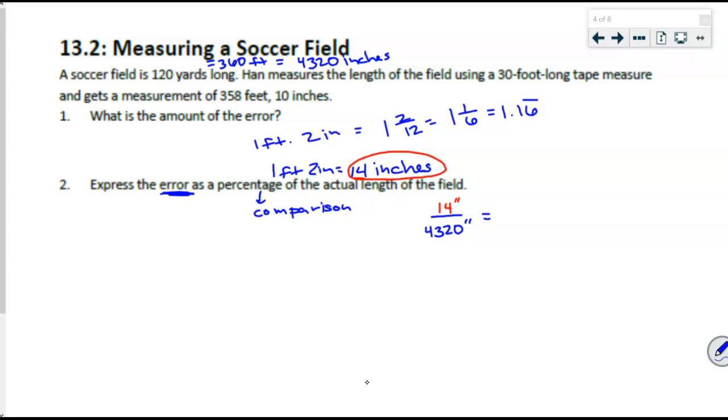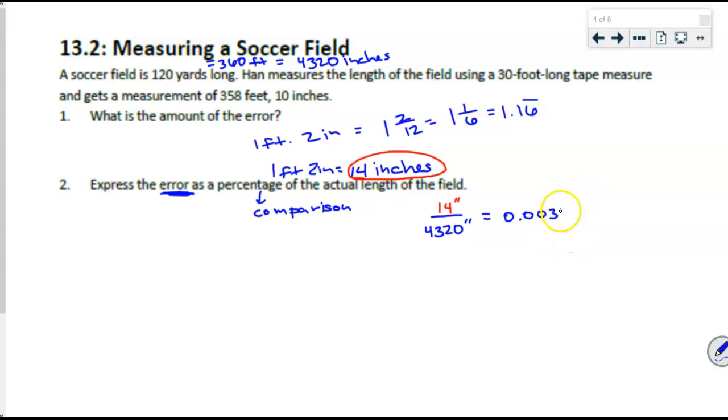Let's get going, folks. 14 divided by 4, 3, 2, 0, enter, and then your hand goes up in the air. Grant? I would like the decimal, thank you. That's good. 0.0034?